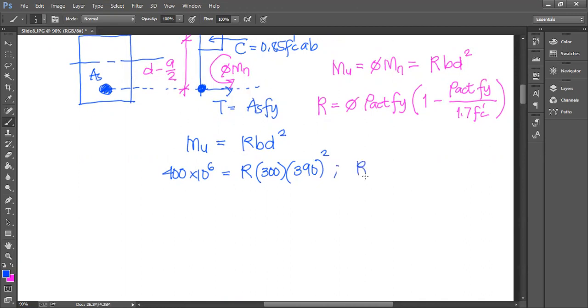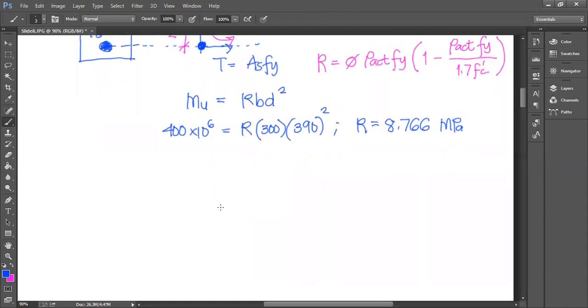Therefore, the value of R is equal to ilan ngayon? So we need to compute. Meron tayong 400 times 10 raised to 6 na i-divide natin sa 300 times 390 squared. So 400 times 10 raised to 6 divided by that, answer is, meron tayong 8.766 megapascals na design ratio.